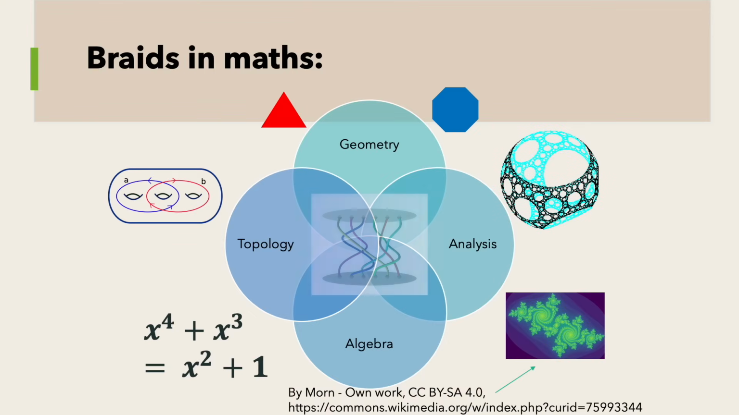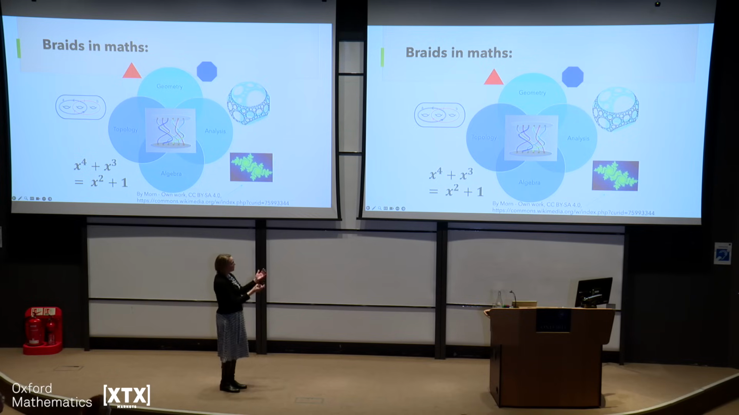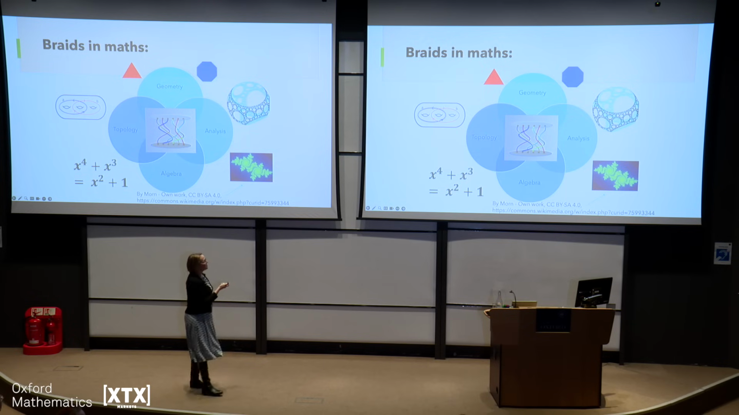So braids are everywhere in maths. I've told you about why we're interested, because we can do algebra with them. I've told you about some of the geometry and topology. They also come up in analysis in various ways. If you're interested in fractals, there are really interesting problems to do with solutions to polynomials, and you get Julia sets and twisted rabbits and things like that. So these kinds of pictures here.